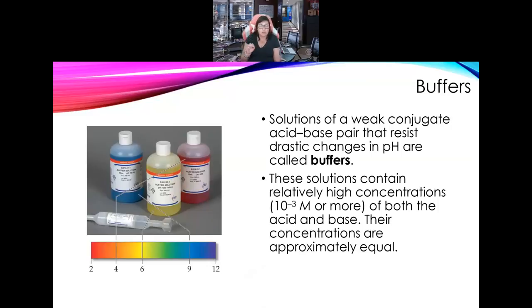We talked a little bit about buffers so far. Buffers are solutions of a weak conjugate acid-base pair that resist drastic changes in pH. Though these solutions contain relatively high concentrations, more than 10 to the minus 3, of both acid and base. The concentration of acid and base should be approximately equal.